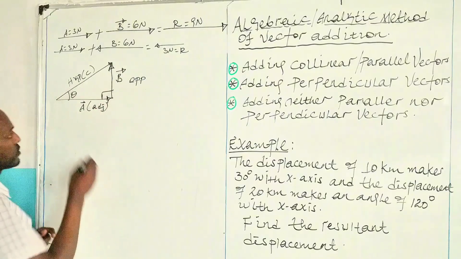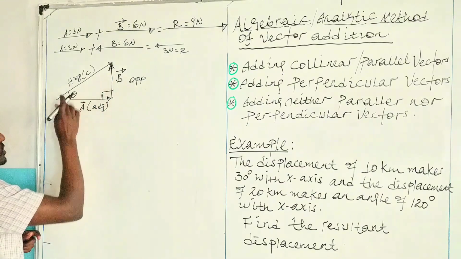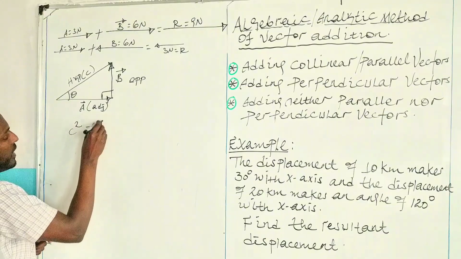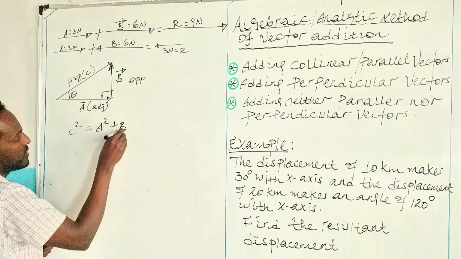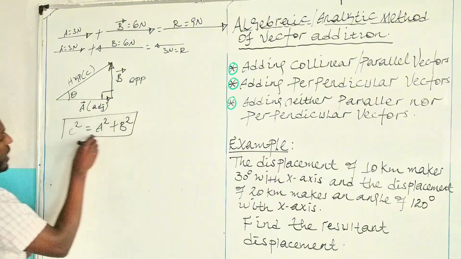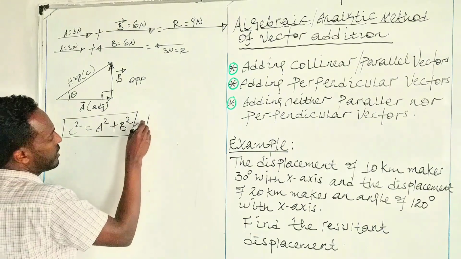We can use the Pythagoras theorem to determine the resultant of the two vectors. So the resultant, c squared, is equal to vector A the whole squared plus vector B, what? The whole squared. This is all about the Pythagoras theorem.